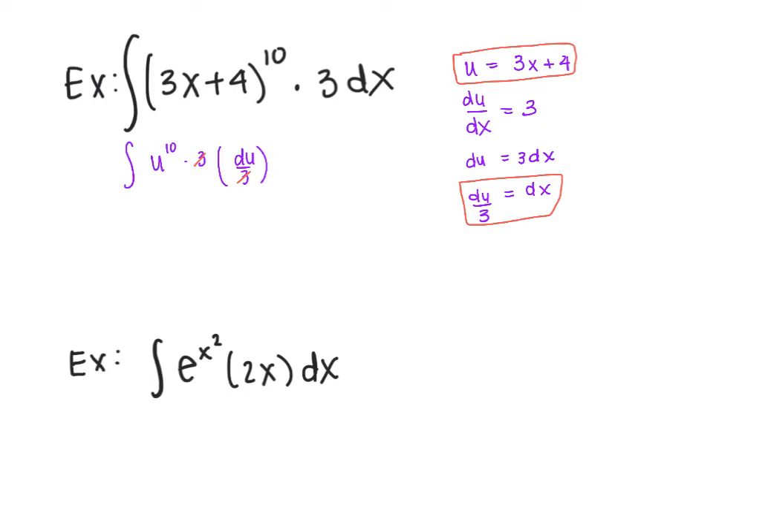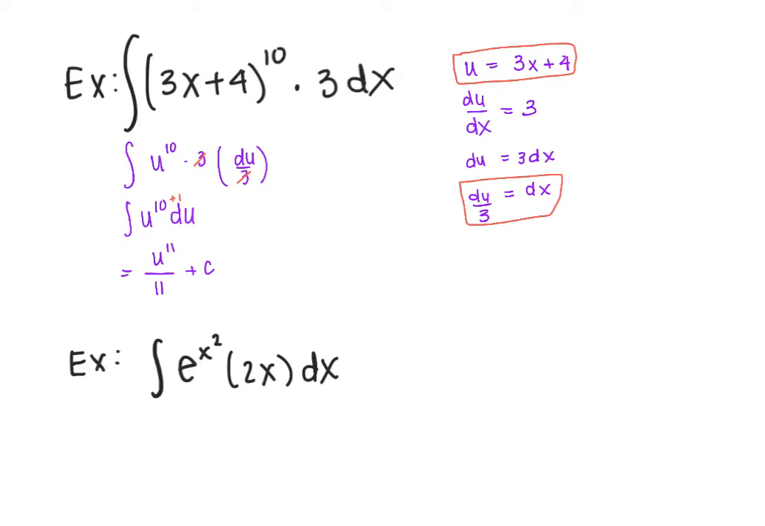Sometimes that happens, sometimes it doesn't. The goal is to no longer have x's in your integral. You can have different numbers, just not x's. So now I'm dealing with u to the 10th du. Well, the integral of u to the 10th, you add 1 to the exponent, so u to the 11th, and you divide by the new exponent plus c.